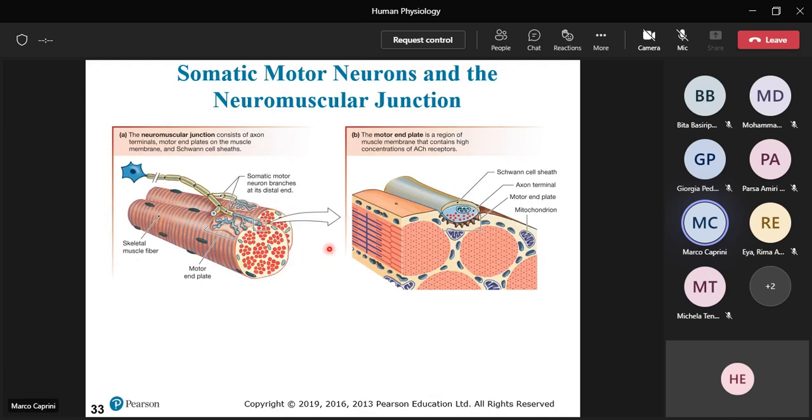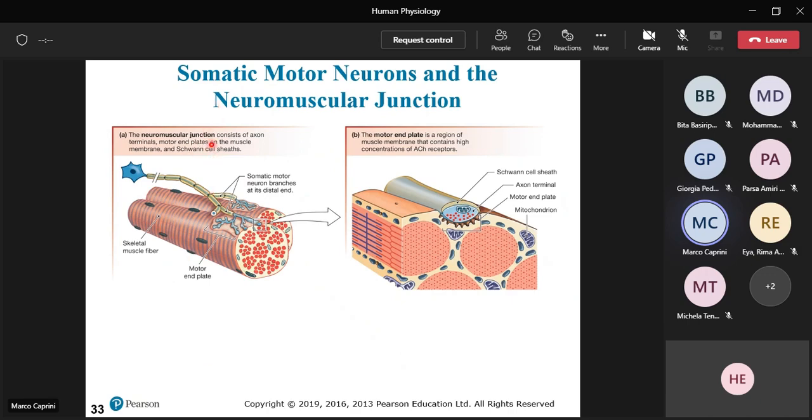Okay, so let's move on to the excitation contraction. Let's analyze a little bit what happens in the excitation contraction coupling from a structural point of view. We already analyzed the neuromuscular junction, but let's check it a little bit more deeply, okay?